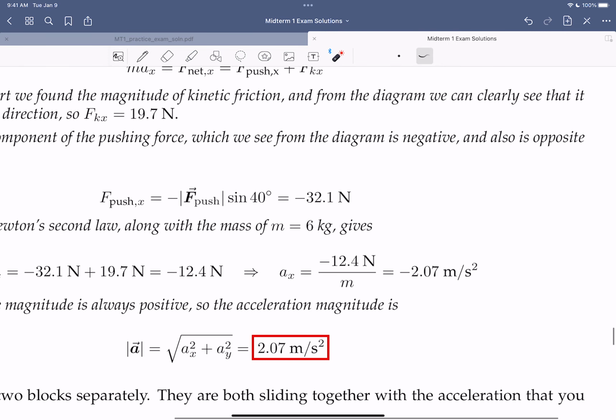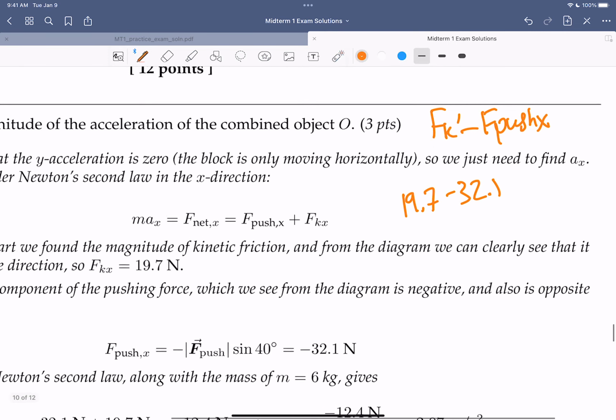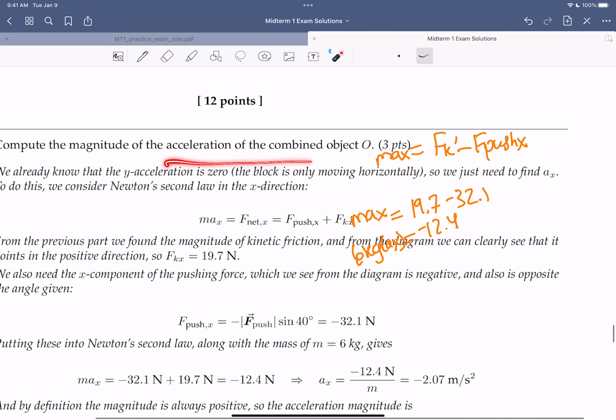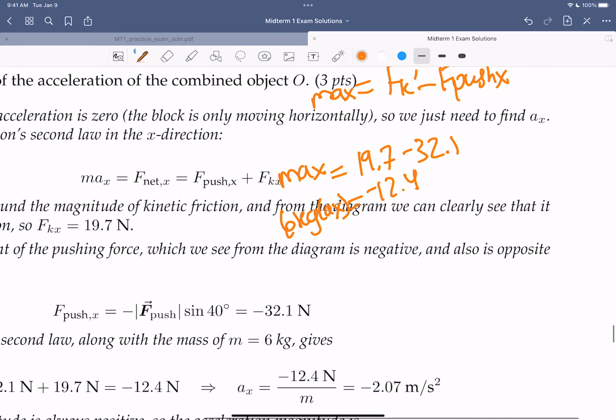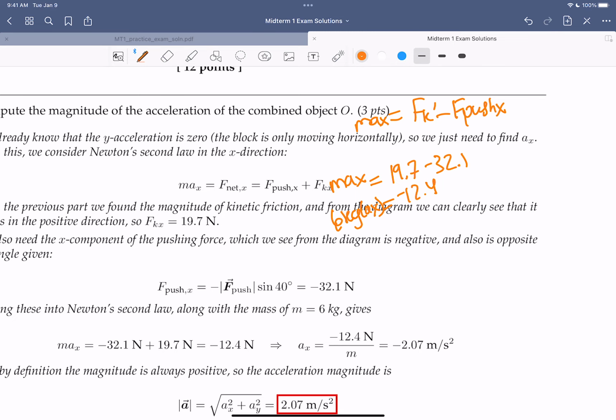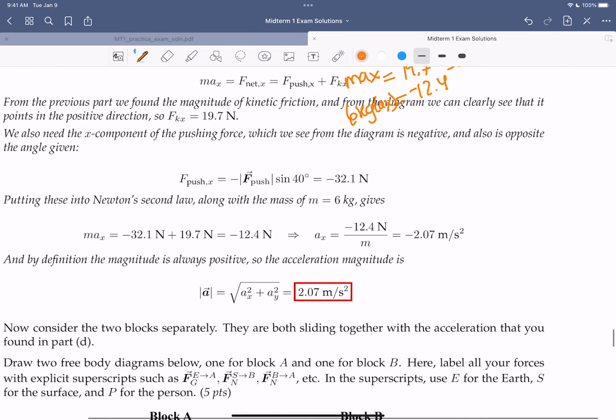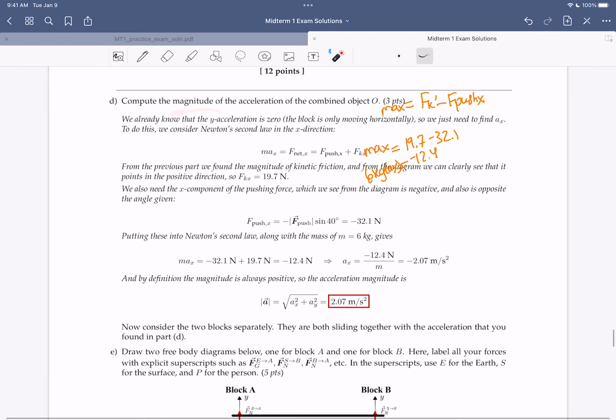And so if I take negative 12.4, since this was all equal to max because there's a net force to the left, and this was 6 kilograms, because this is the combined object still, we're looking at the acceleration of the combined object. So we just divide over 6. That should give us around negative 2 meters per second squared for the acceleration in the x direction. And now they're asking for the magnitude.